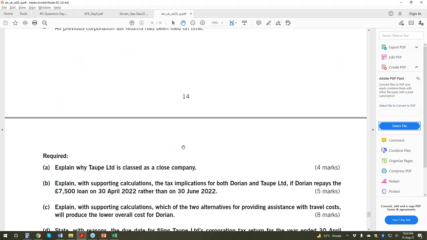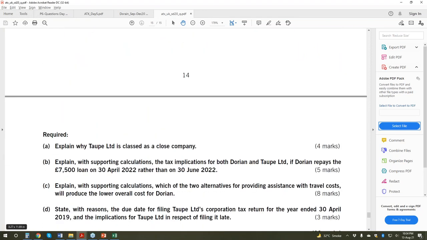So let's quickly check what our requirement was. Explain with supporting calculations. So we have performed the calculations. Which of the two alternatives for providing assistance with travel cost will produce the lower overall cost for Dorian? So guys, you tell me which alternative provides the lower cost, alternative one or alternative two. In alternative two, the cost is 1,812. In alternative one, it is 1,021, I guess. So answer me in the question section, which alternative?